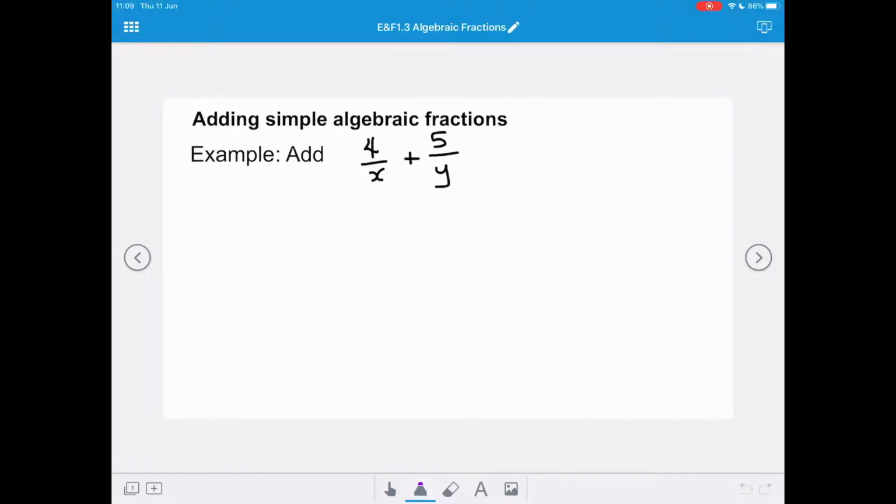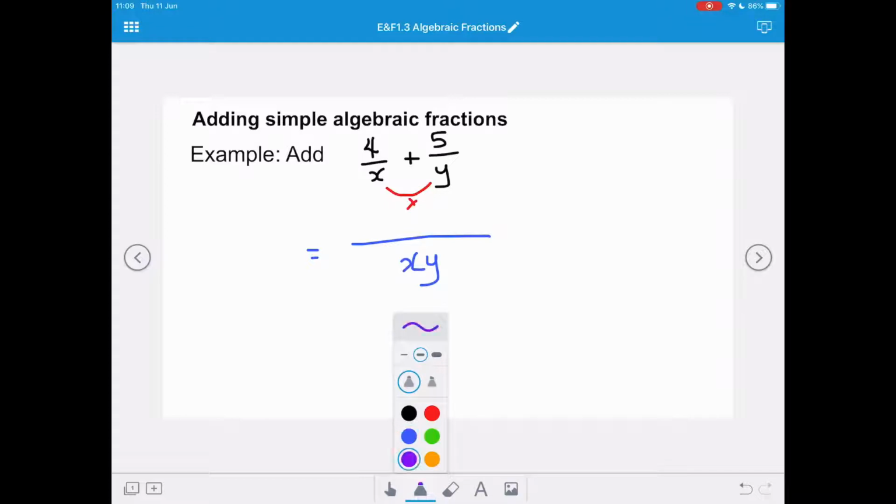So our first one, we're going to add simple algebraic fractions. We've got 4 over x plus 5 over y. The first thing we want to do is work out what our common denominator is. We're going to multiply the x and the y together to give us a common denominator of xy. Now we want to convert the first fraction, and we do that by taking the 4 and multiplying it by the y.